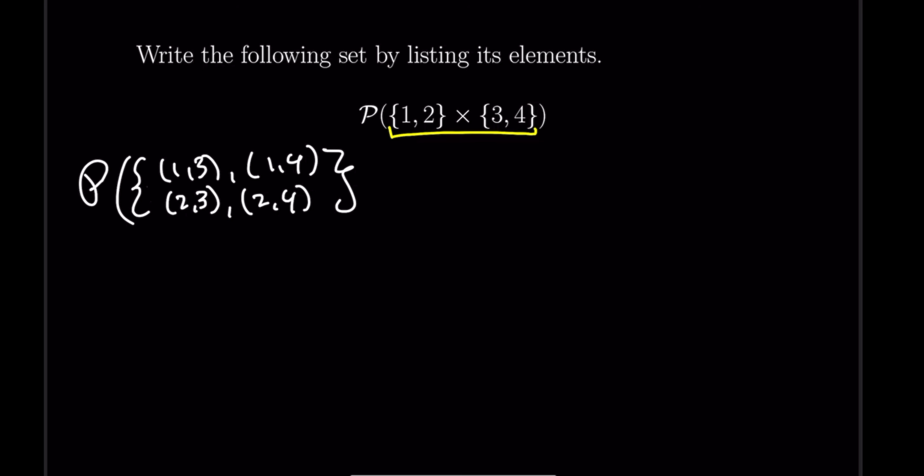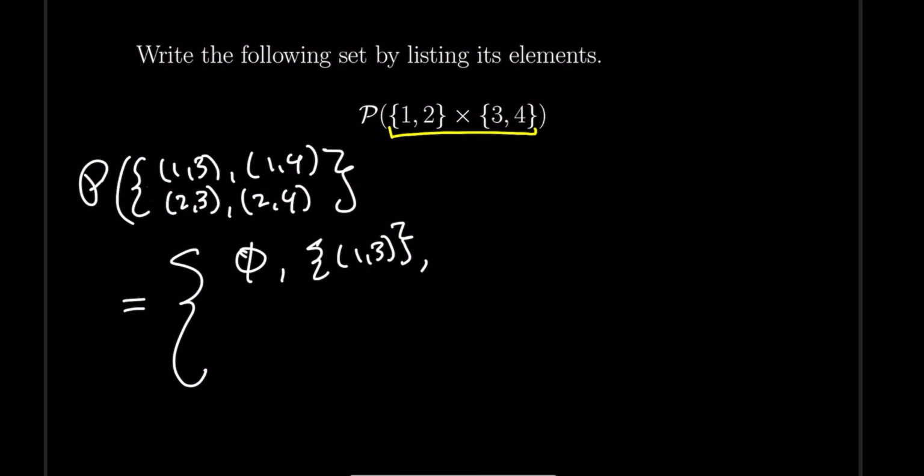And then from a fact that we saw in the lecture, we know there should be 2 to the 4, or 16, elements of this power set as well. So let's see what they are. We could first have the set containing 0 elements. That'll be the empty set. And then we'll have 4 sets containing a single element.